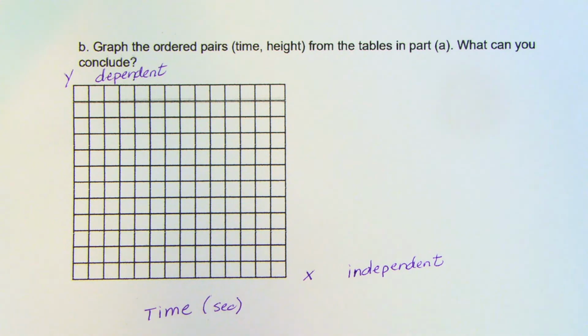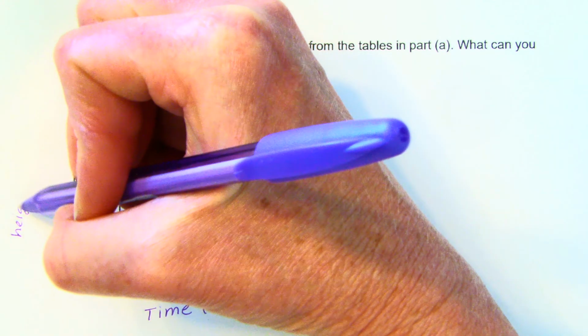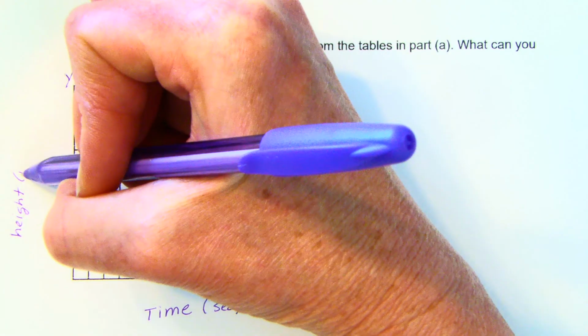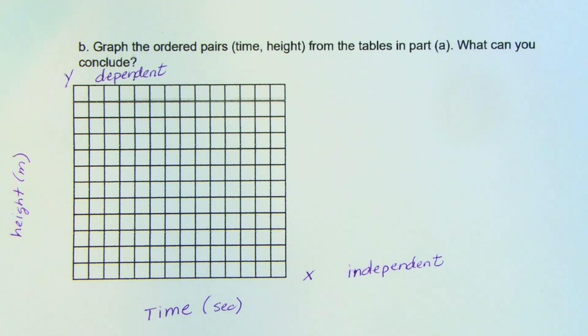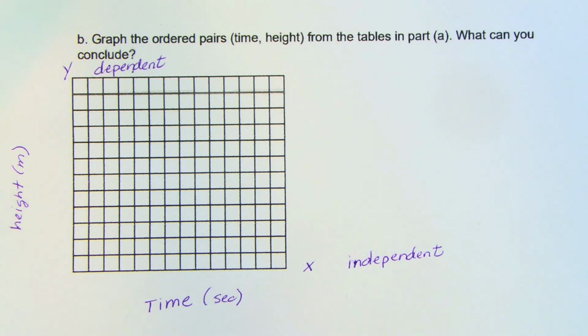And your dependent variable is the height, and that's in meters. Okay, and just for handiness, that's always the case, almost always. If time is one of your choices, it will be on the x-axis, because you really can't change time, right? Time is always independent, and how fast things happen depends on the time. All right, so let's graph.